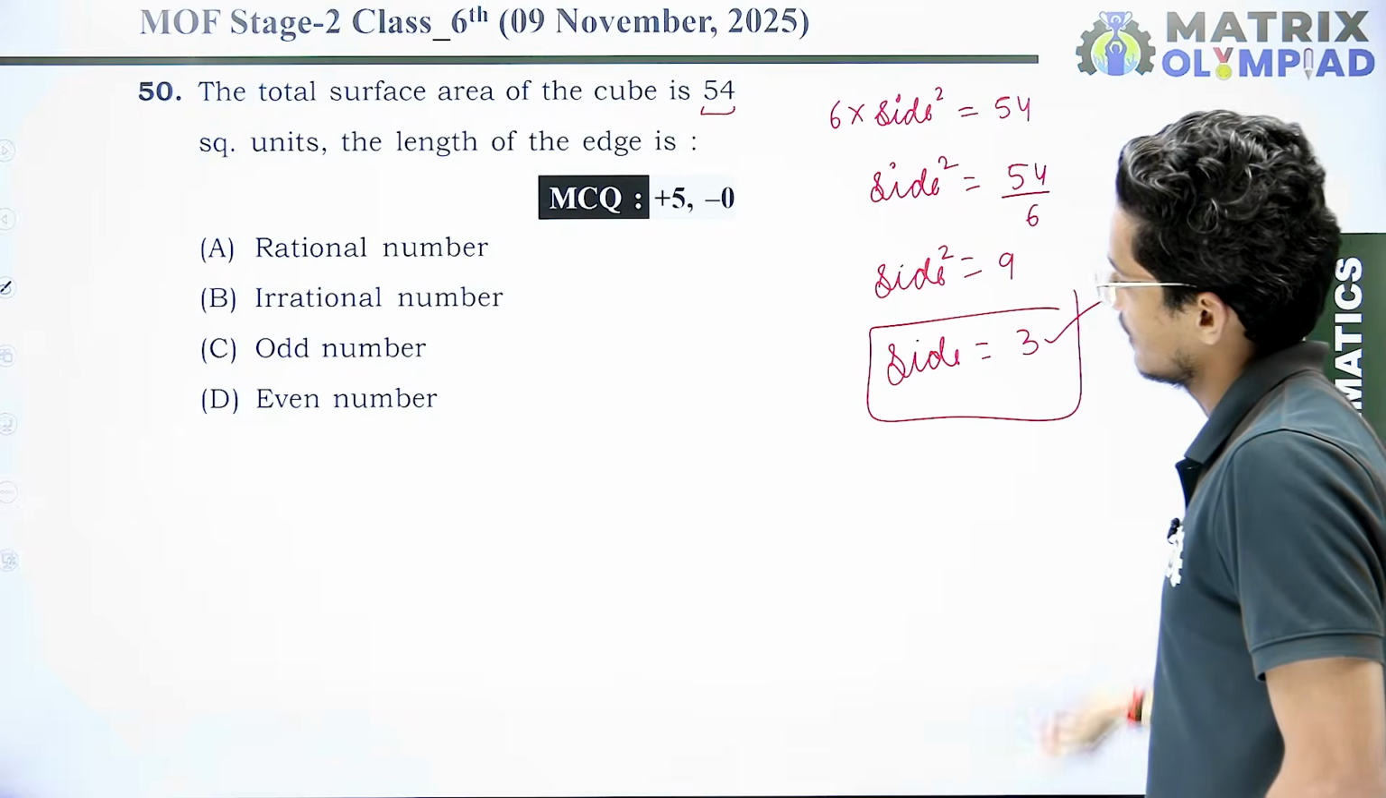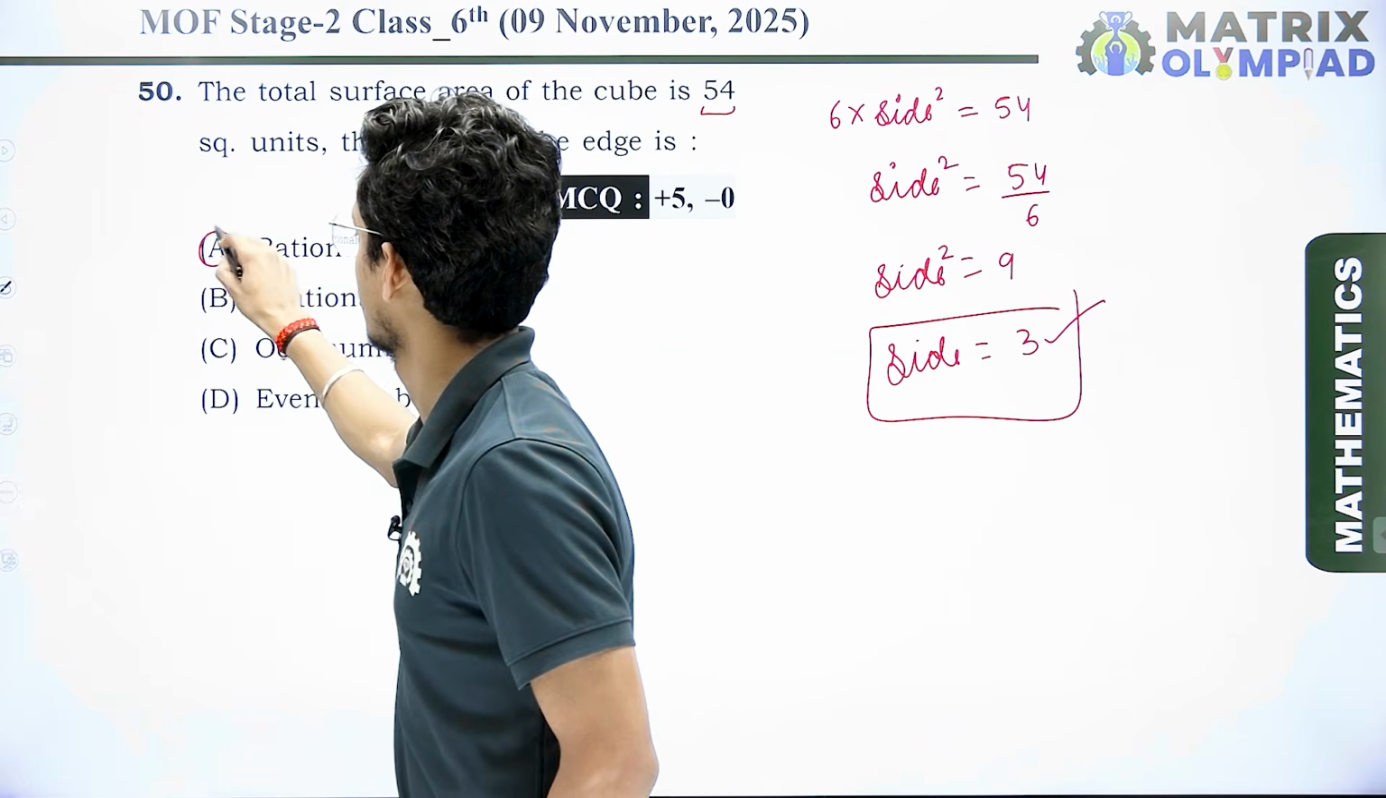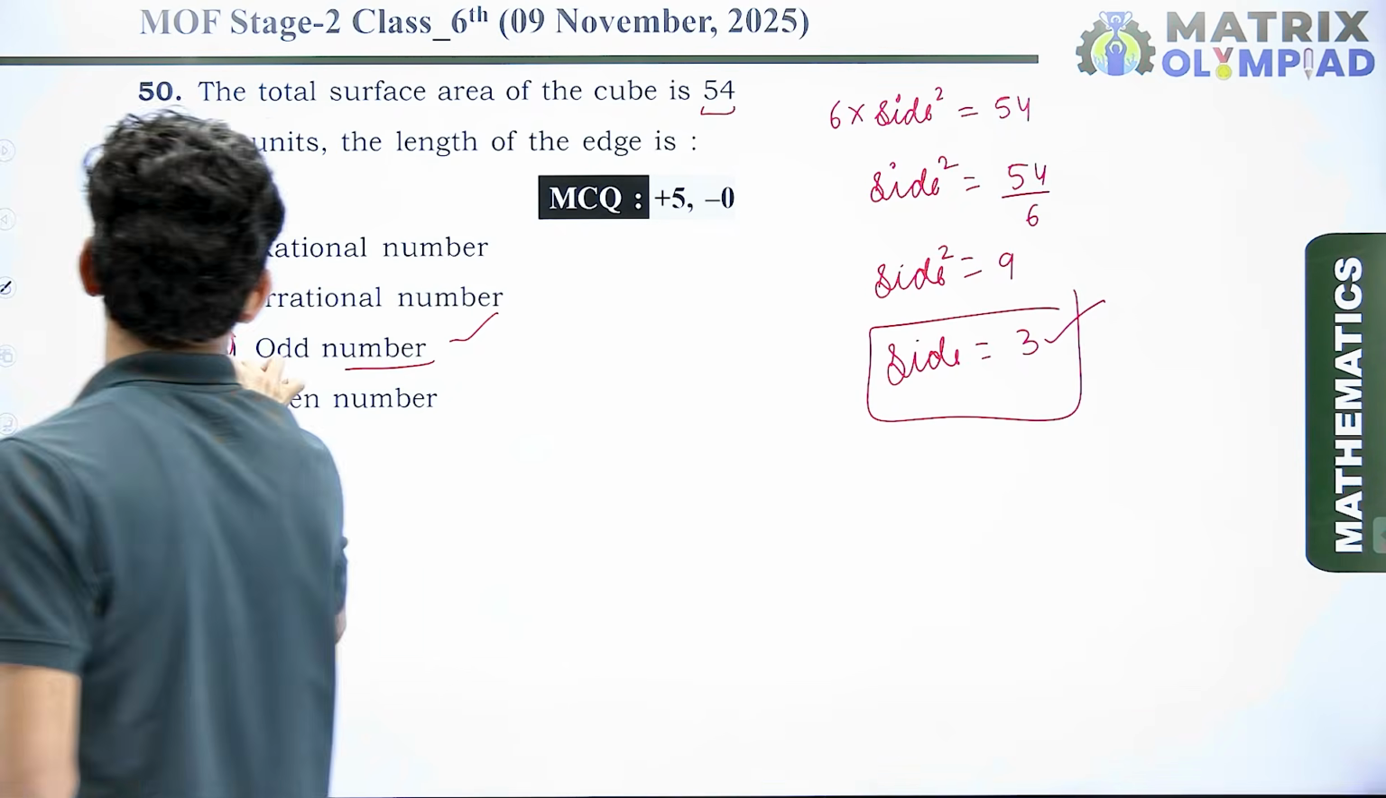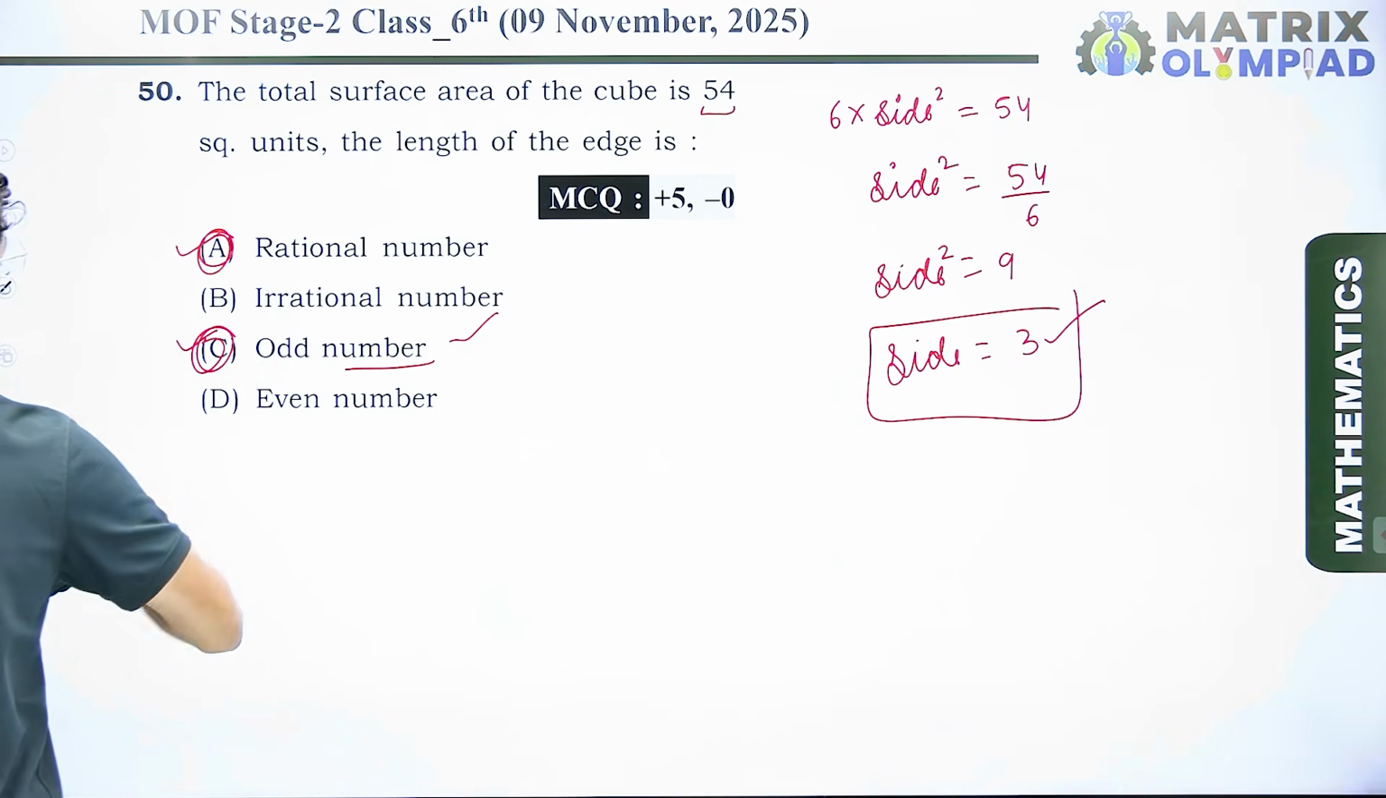So 3 is a rational number. We can say this one is true. Irrational number, no. Odd number, yes. Even number, no. So the correct option is A and C.